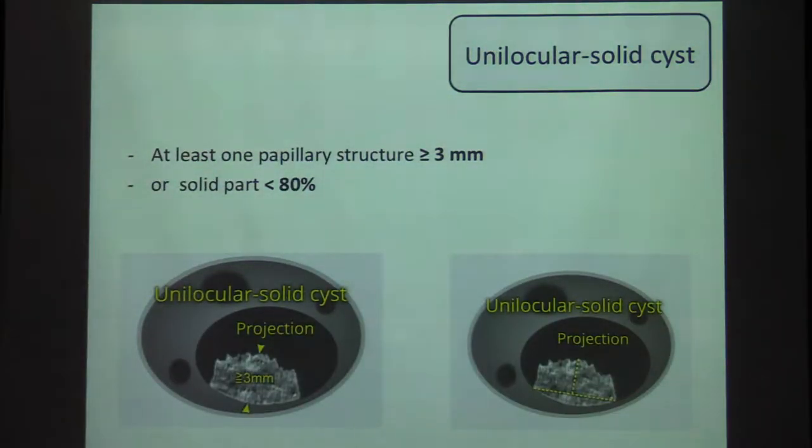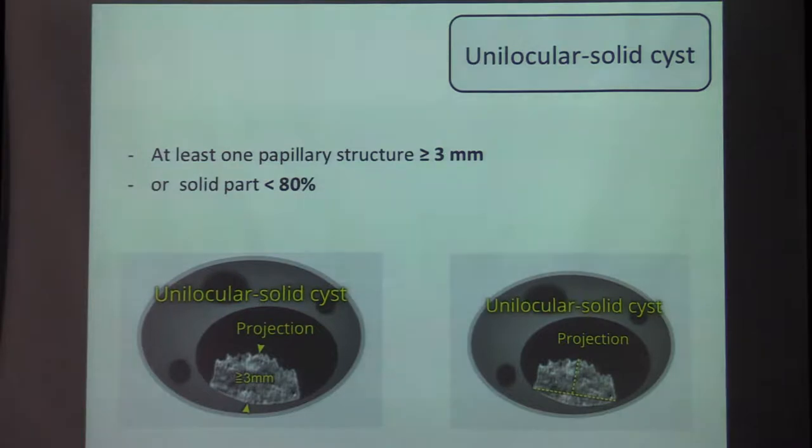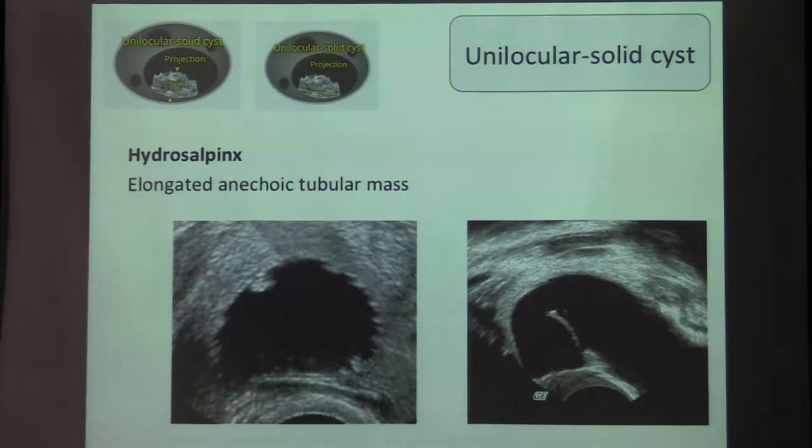Second category, the unilocular-solid cyst, which is defined as a cyst with at least 1 papillary structure, whose height is greater than or equal to 3 millimeters, or a real solid part occupying less than 80% of the tumor. Unilocular solid cysts include hydrosalpinx, which is easy to recognize due to its typical tubular aspect.